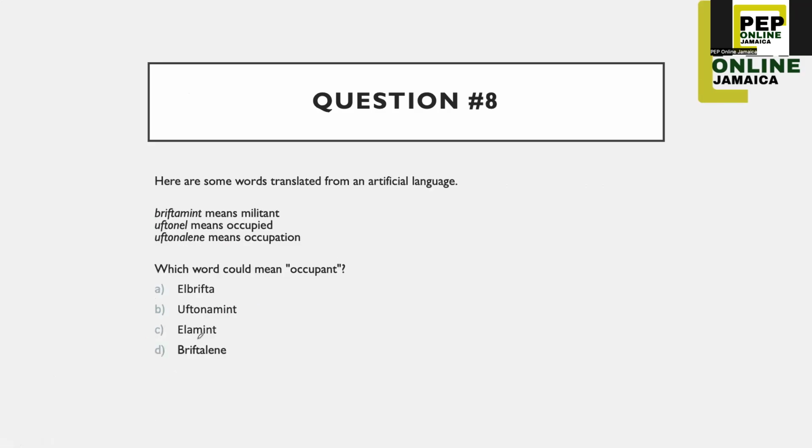Question number 8. Here we have 3 words again. The first word represents militant. The second one represents occupied. And the third word represents occupation. Right? Which word could represent occupants? Let's just go back to the top. Now, occu and occu is there. So we're looking for something that is going to be similar, either at the front or at the back.